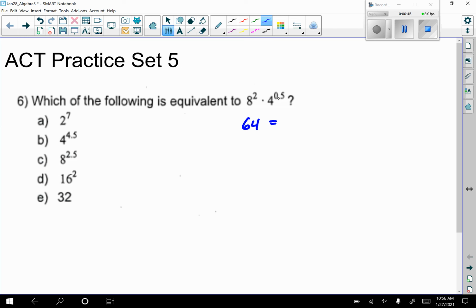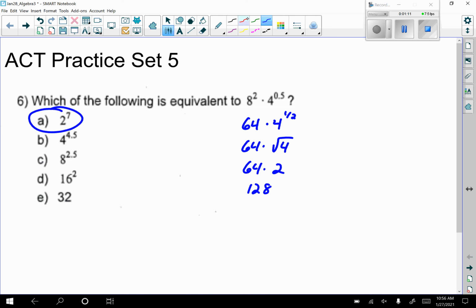Another way to do this without the calculator is to still show we've got 8 squared, so that's 64. And really 4 to the 0.5, we write as 4 to the 1/2, and we saw yesterday in example 5, we saw the square root of b turned into b to the 1/2, so this is really times the square root of 4. So that's 64 times 2, which is, again, 128.